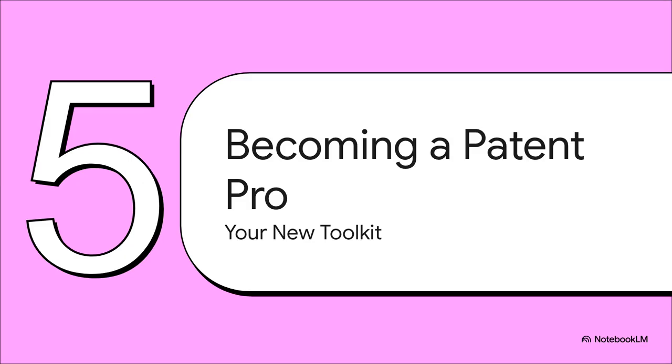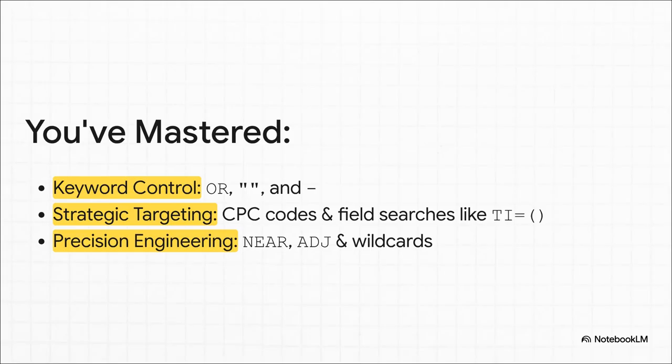All right, let's take a breath and just look back at the incredible toolkit you've just put together. I know we've covered a lot of ground pretty fast, but all of this works together to completely change how you can approach patent research. You've really mastered 3 key areas. First, you've got basic keyword control down, using or, quotes, and the minus sign. Second, you know how to strategically target your searches using things like CPC codes and field searches. And finally, you can now engineer your searches with incredible precision using proximity operators and wildcards.